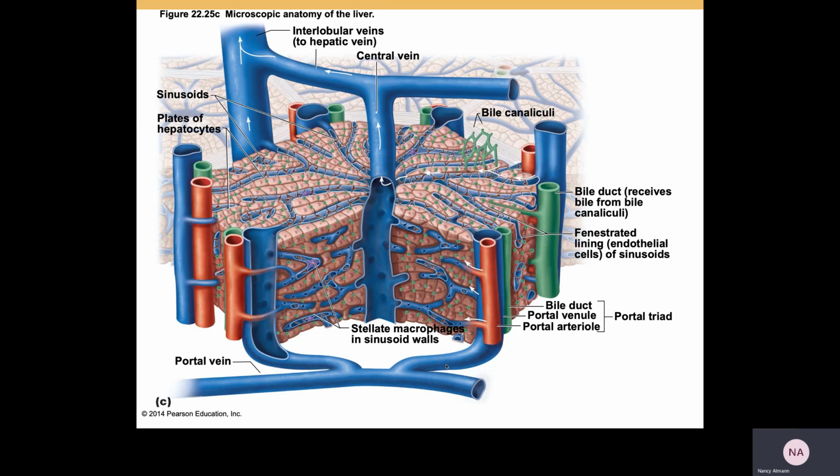Great diagram of a hepatic lobule. You can see the central vein. You can see the portal triad. It's nicely marked, sort of in the lower right portion of that diagram. And you can see the plates of the hepatocytes.